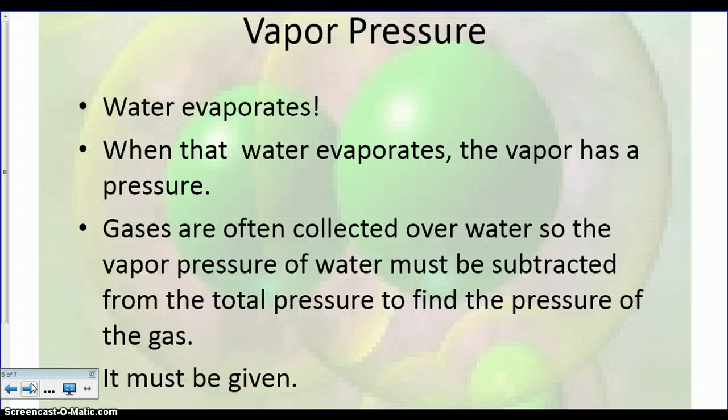Alright, vapor pressure. Vapor pressure happens when water evaporates. When water evaporates, the vapor that it gives off has a pressure. We often collect gases over water, so we often have to subtract the vapor pressure of water from the total pressure to find the pressure of the gas that we were collecting. And when you're doing these types of problems, the vapor pressure of water must be given at the specific temperature you're working in.